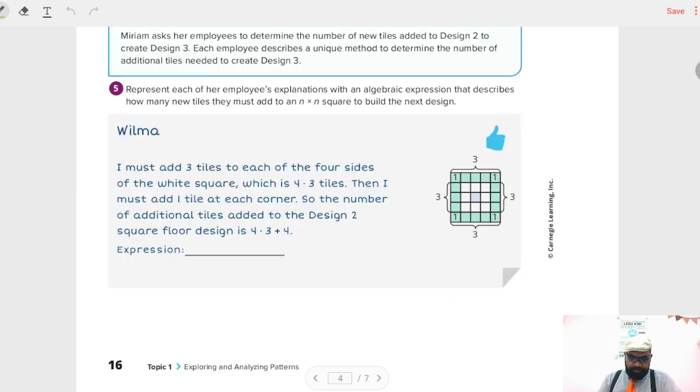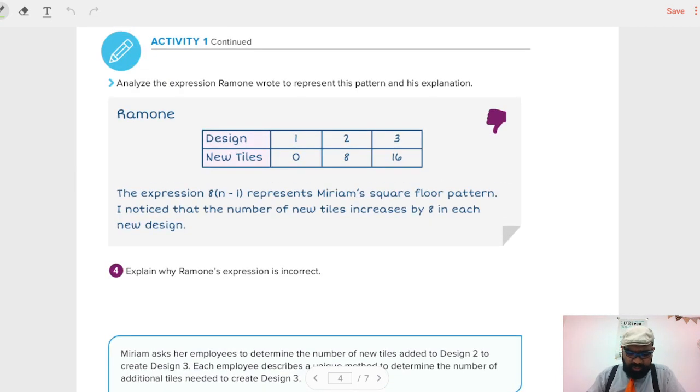Great. In this problem here, guys, I like this one because it makes it easier to understand the problem. Okay, we're talking about Miriam's problem over here. The expression 8n minus 1 upon Miriam's square floor pattern. I noticed that the number of new tiles increased by 8 in each new design.